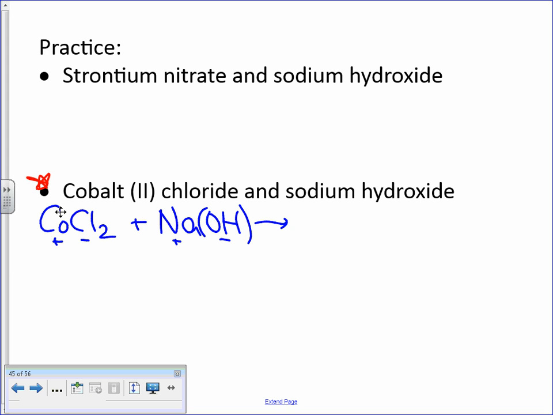And what else? Co(OH)2, right? Why? Cobalt has a 2. Please put your parentheses. If you just put the 2 on the outside without parentheses, that only applies to the H and not the OH. I saw a couple of those. That will be the death of you. Okay, next.